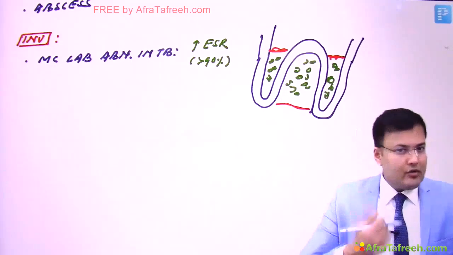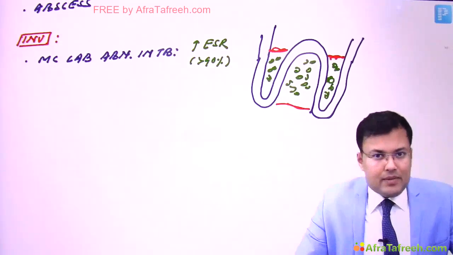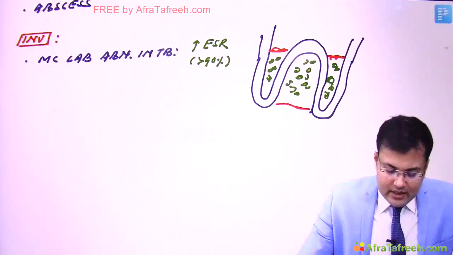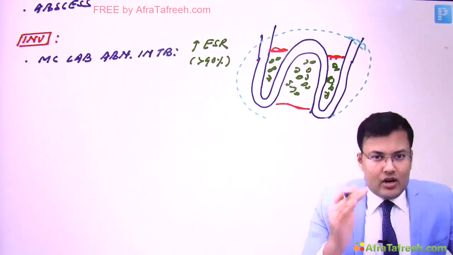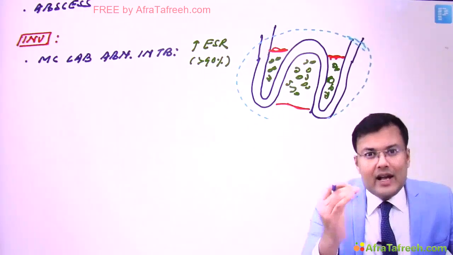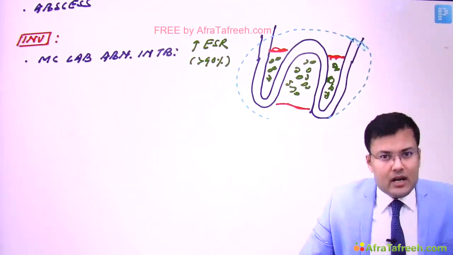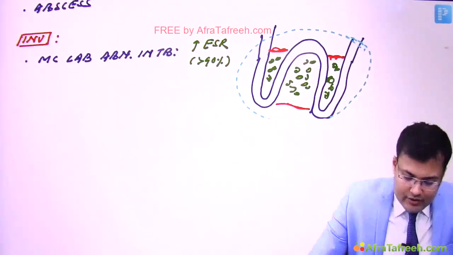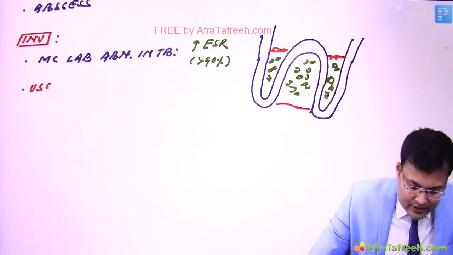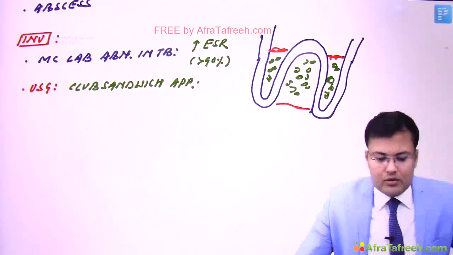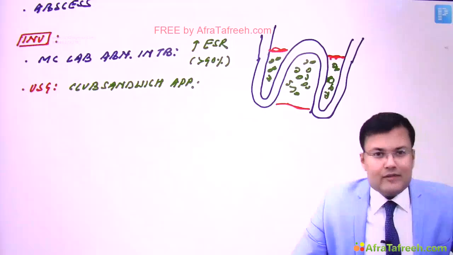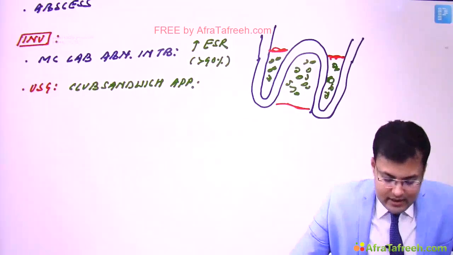In these patients, if we perform an ultrasound and there are matted bowel loops, this appearance is known as what? Club sandwich appearance. Why? Because there are alternate layers of bowel and fluid. So on ultrasound we are going to find the club sandwich appearance. Clear? There are alternate layers of bowel and fluid in between these loops.